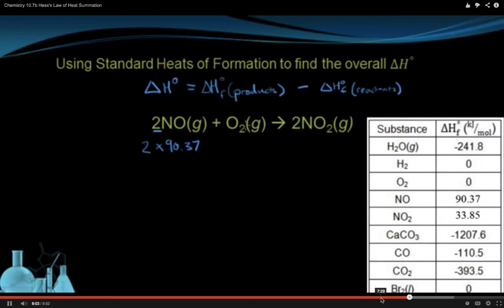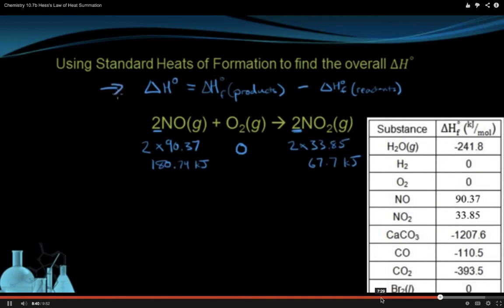Next, I'm going to look at oxygen. Now, oxygen is an element in its most stable state, and any element in its stable state at the standard condition is going to be 0. So oxygen is just a 0. Next, I'm going to look up NO2, which has a standard heat of formation of 33.85 kilojoules. And I'm also going to multiply this by 2 because I have 2 of them. So the total for the nitrogen monoxide gas is going to be 180.74 kilojoules. Oxygen is still 0. And the total for the NO2 gas is going to be 67.7 kilojoules.